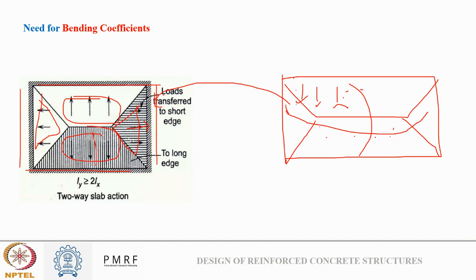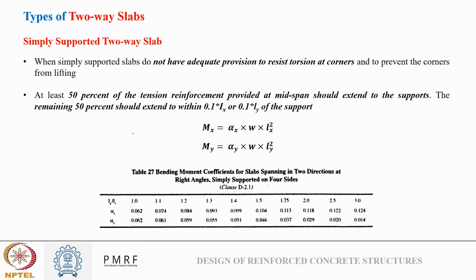Now how does this load division happen, and what factors are associated with it? Suppose I have total load W. How much will contribute here, and how much here, we define by two factors, alpha x and alpha y. For these two, my factor will be the same. For these two, my factor will be the same. So this is how we design.